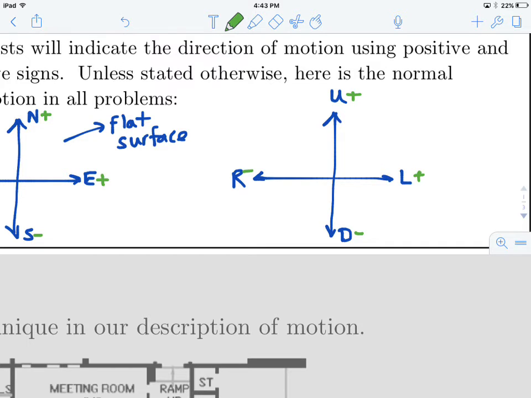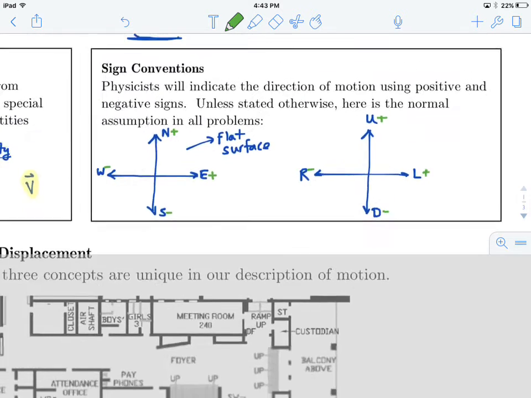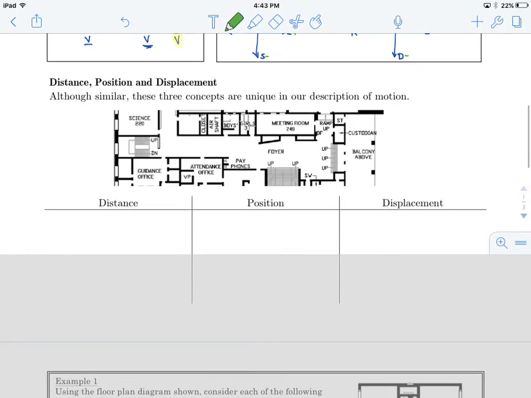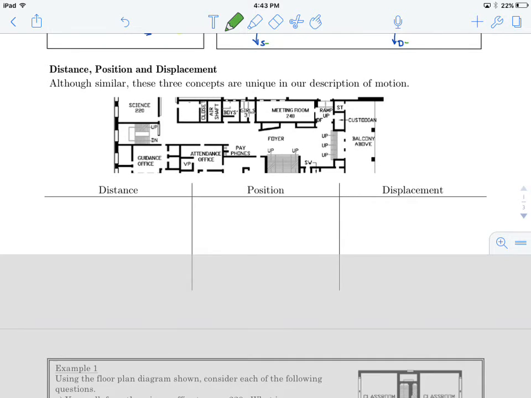Okay, so keep these in mind, because we're going to get into a little bit more on using vectors and how we see them in day-to-day life. All right, so let's talk about these three things: distance, position, and displacement, because they all refer to where something is, how far it's moved, but we need to be specific about our definitions here.